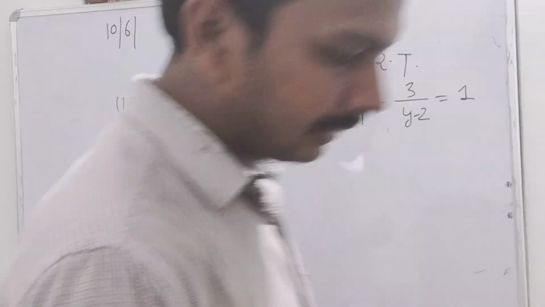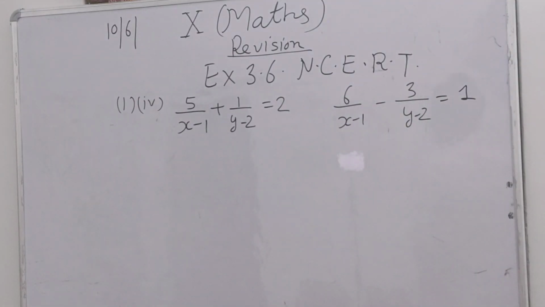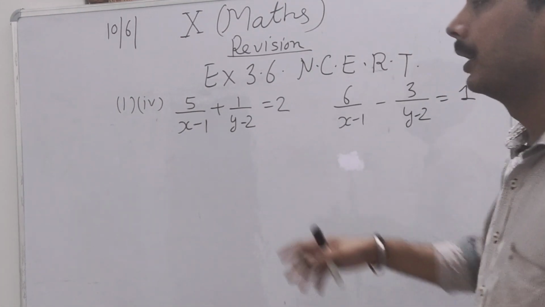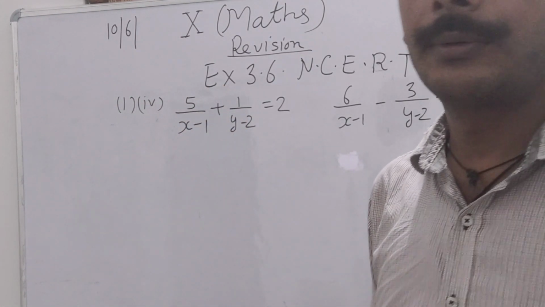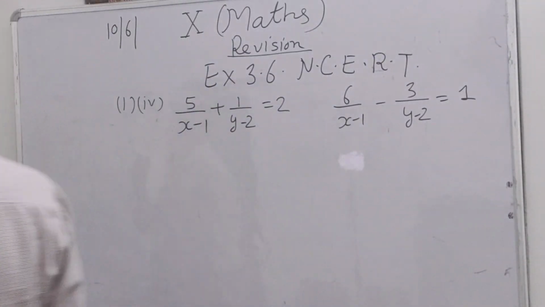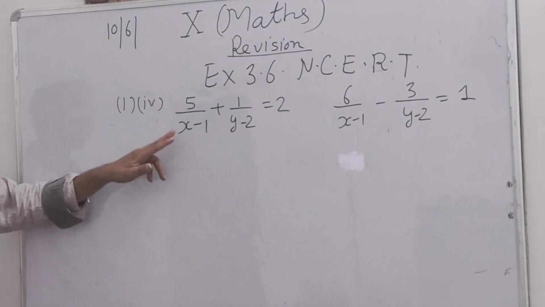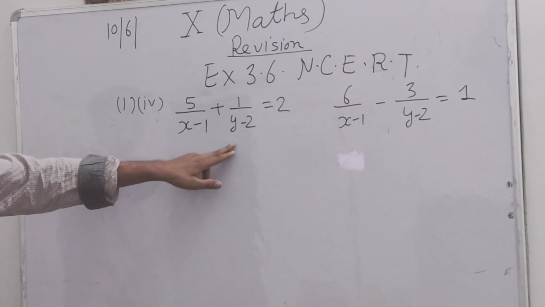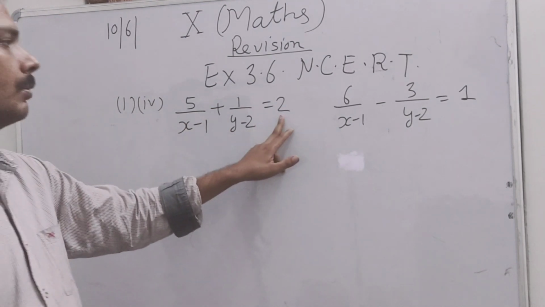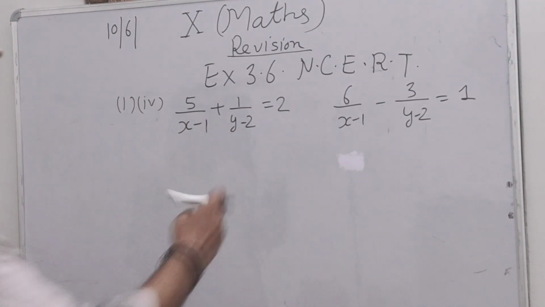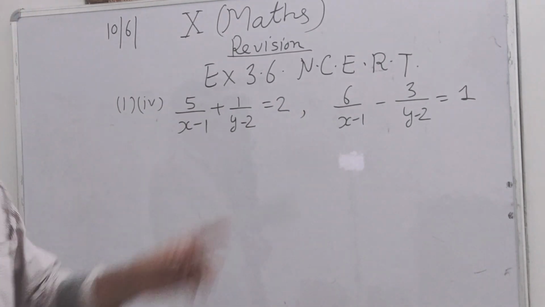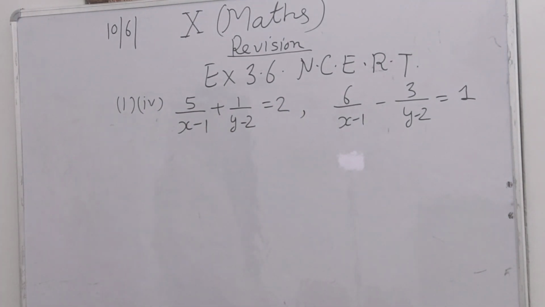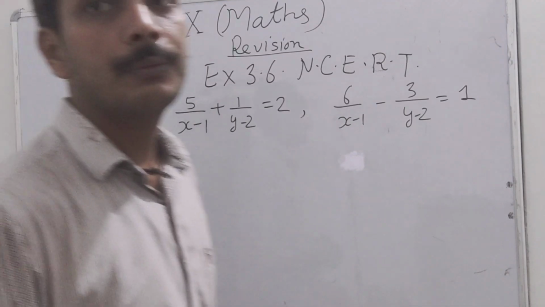Good morning, class. Today we will revise exercise 3.6, class 10th NCERT, question number 1, part number 4. The fourth question is 5 upon x minus 1 plus 1 upon y minus 2 is equal to 2, and the second equation is 6 upon x minus 1 minus 3 upon y minus 2 is equal to 1.